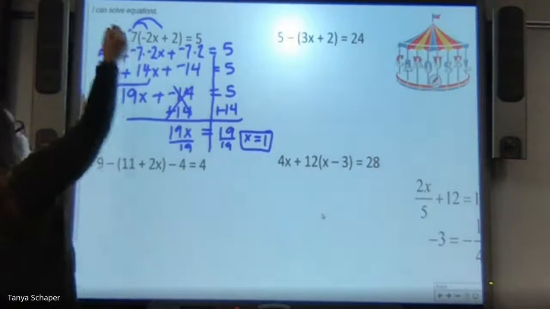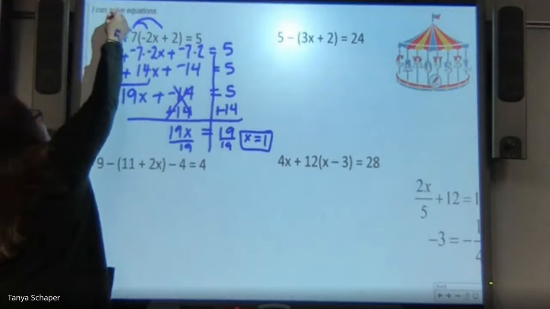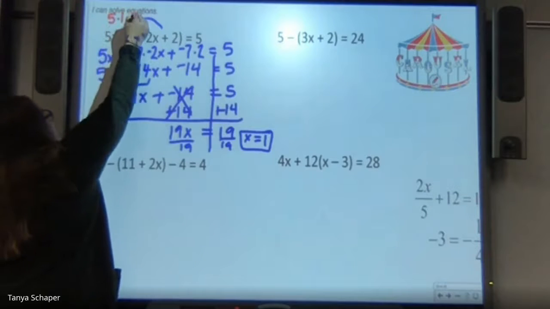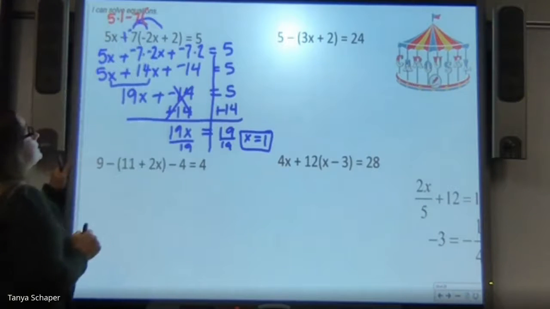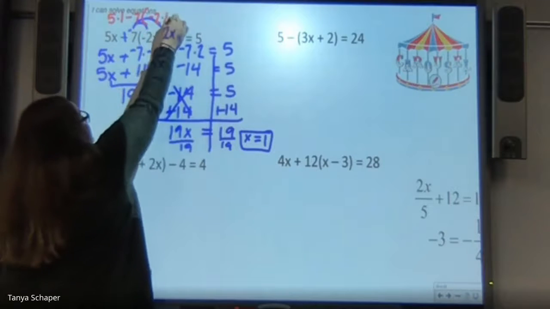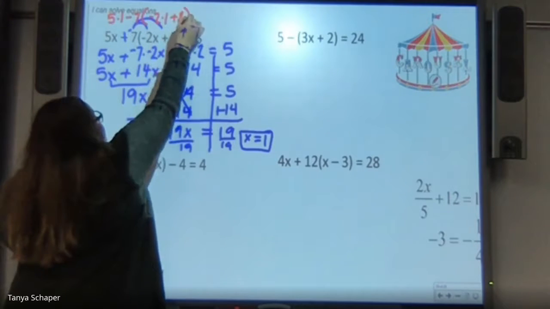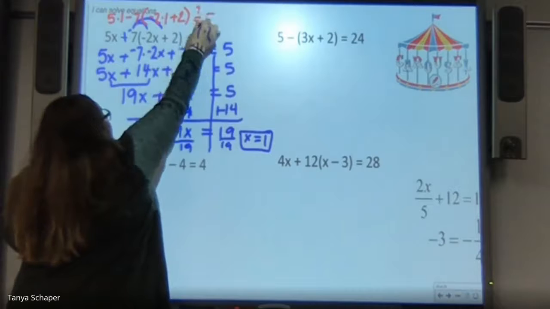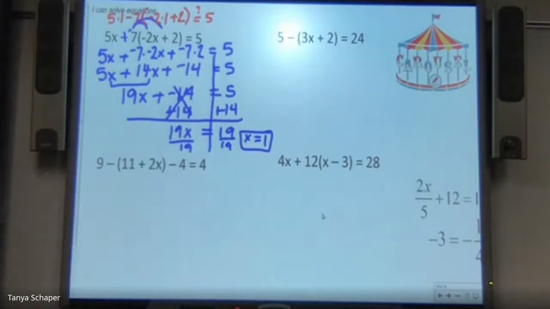Now to check it, I want to put 1 back in for x. So in my calculator, I'm going to type in 5 times 1 minus 7 parentheses -2 times 1 plus 2 parentheses, and I want to see if that equals 5. If it equals 5, we are good to go.